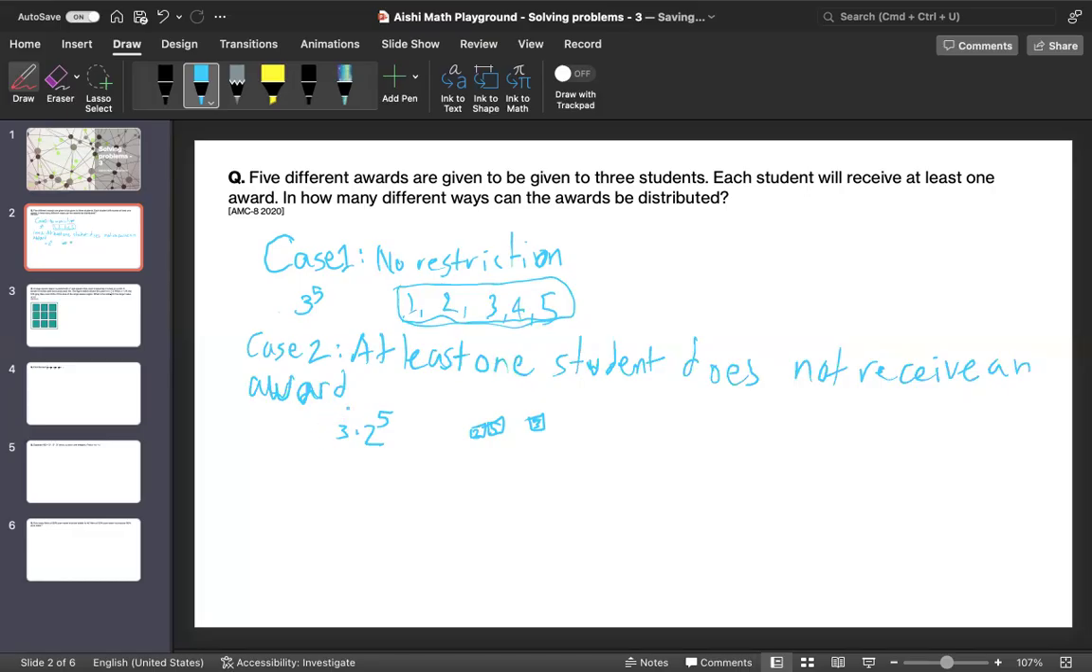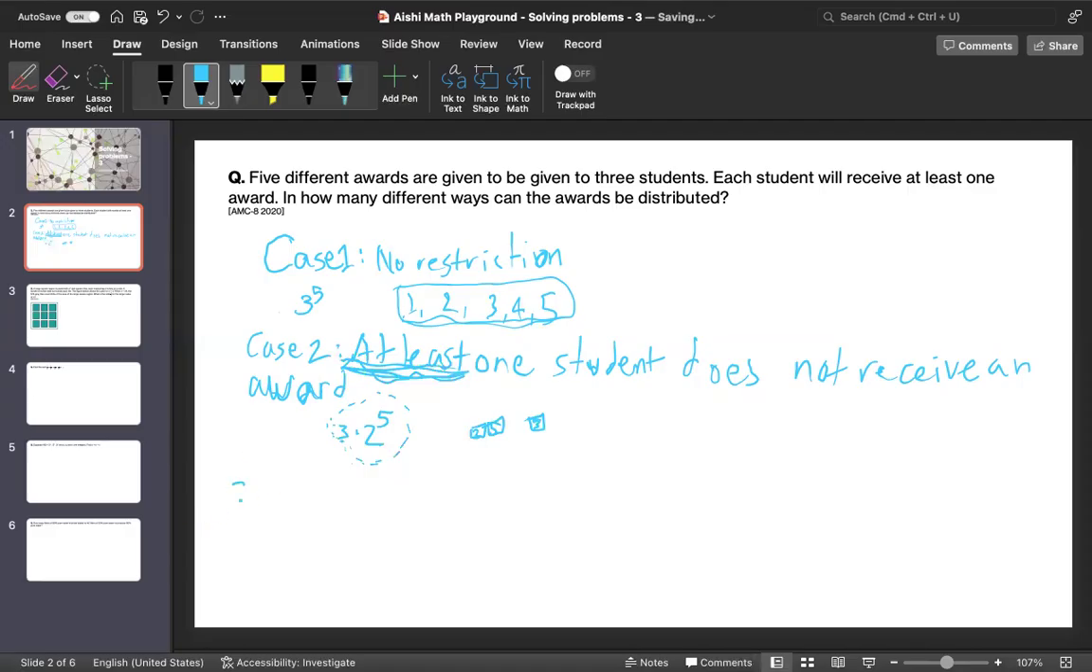So now we'll be subtracting this from here because this is the total number of ways, and now we're subtracting the number of ways where it does not follow the restriction. And here's the keyword, at least. Well, keywords because it's 2 words, at least. So here is the key part of the case. At least one student does not receive an award. So yeah, and it's also possible that 2 students do not receive an award.